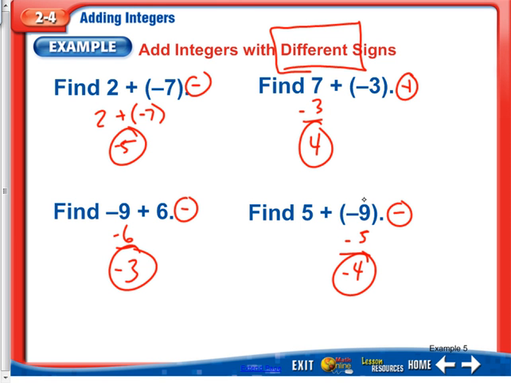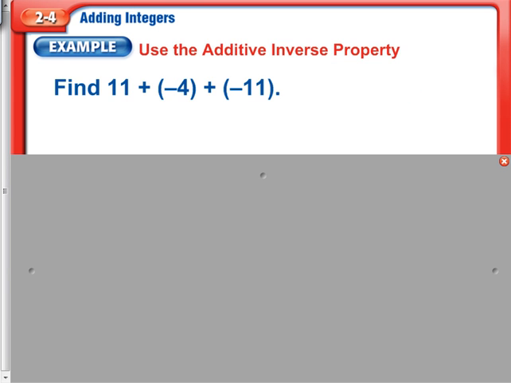So like the absolute value of -9. Sorry about that. The absolute value of -9 is 9. So that's why we subtract 5 from it.